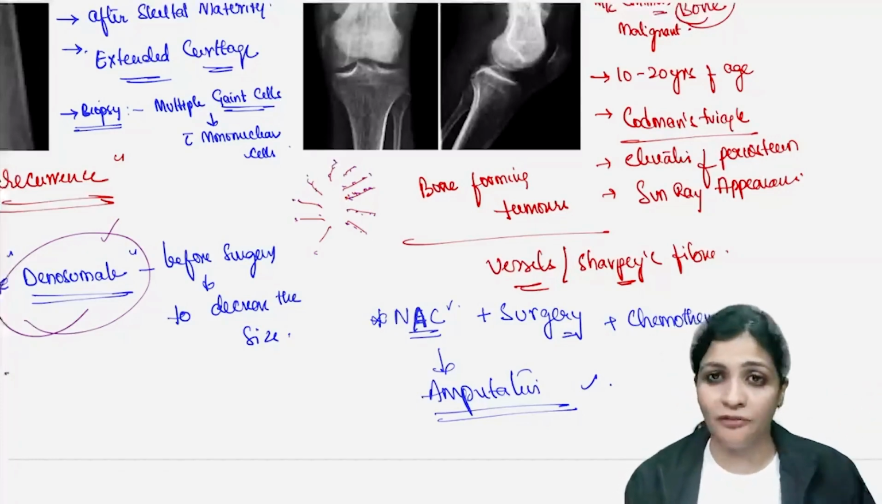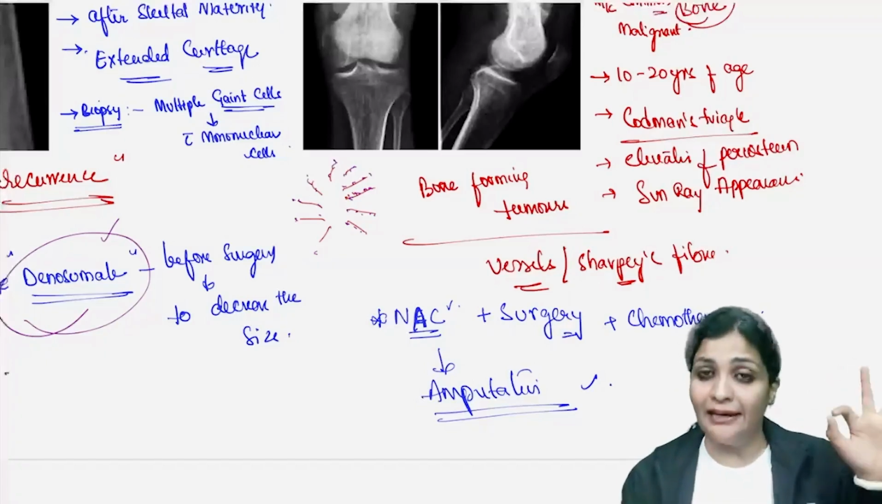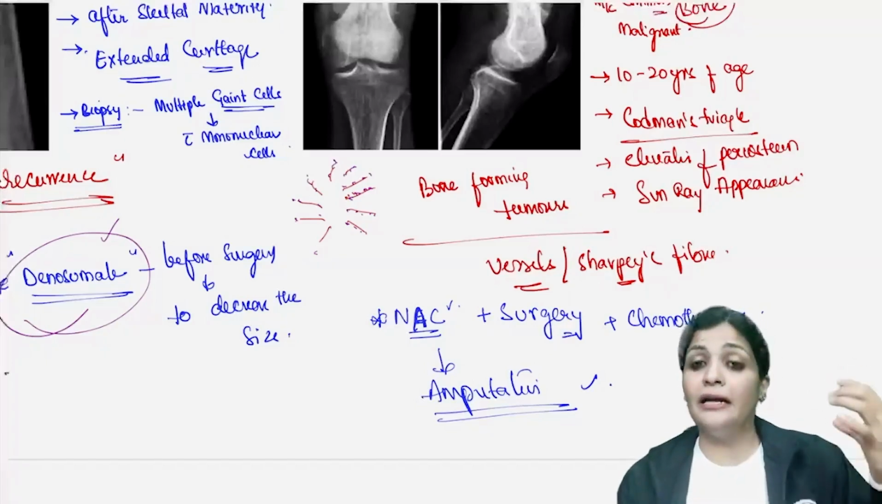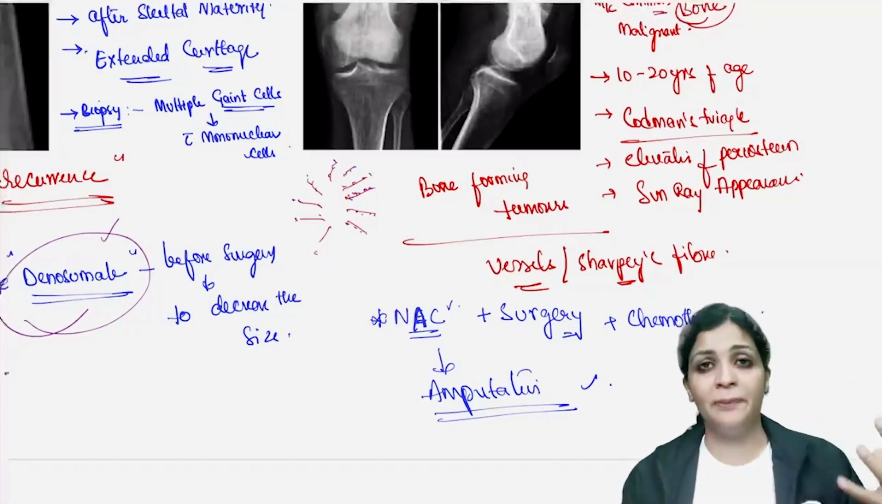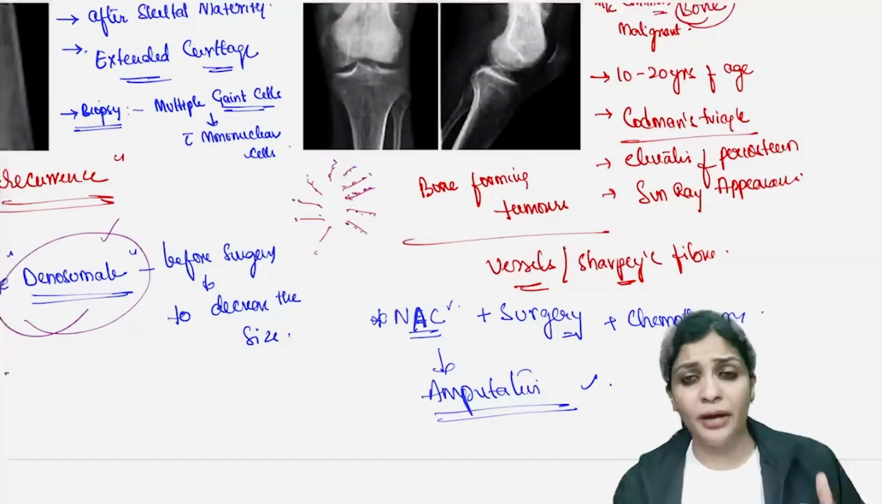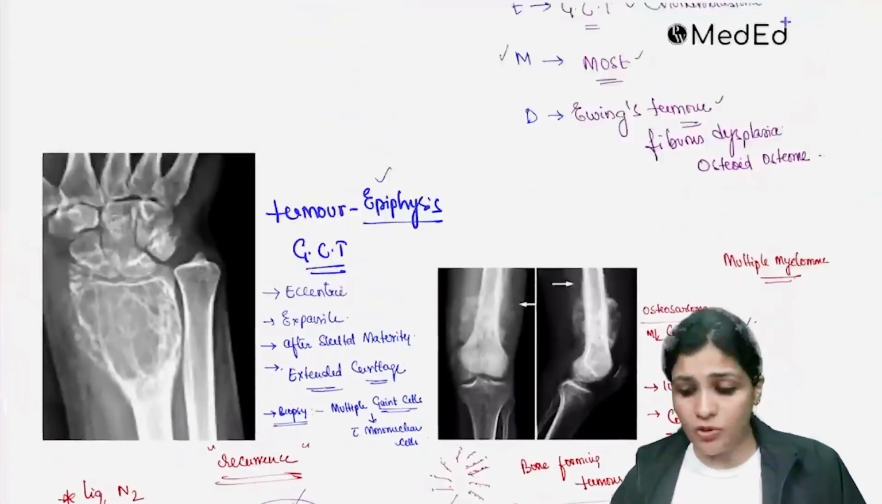So you have to first order an MRI, and based upon the MRI, you have to trace the tumor, and then go for a knee replacement surgery with various customized prostheses for that particular patient. And then afterwards, you can put them on chemotherapy for maintenance, right? So this is about the osteosarcoma.